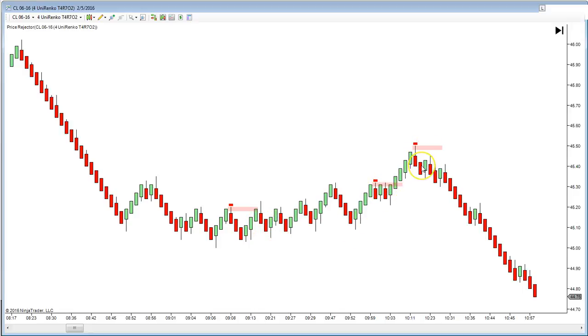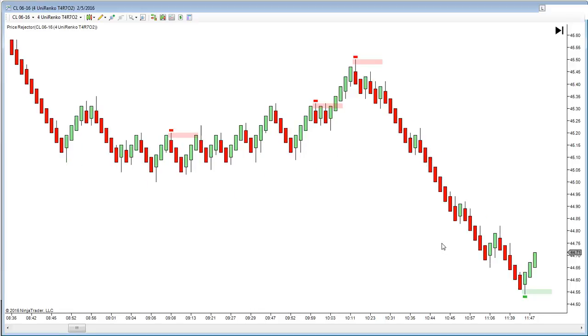Now, this one here, you can be getting short here, 45.40, never took much heat. And the market just had a nice sell-off from 45.40 down to 44.60. So what is that? 80 ticks, more or less. I don't know if you would have gotten the entire move. Maybe you come down here, pop up a little bit, you want to take some off. Okay, it's up to you.